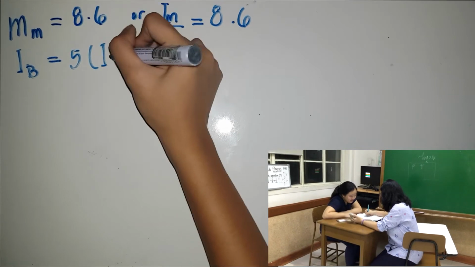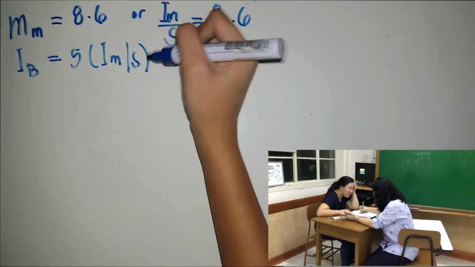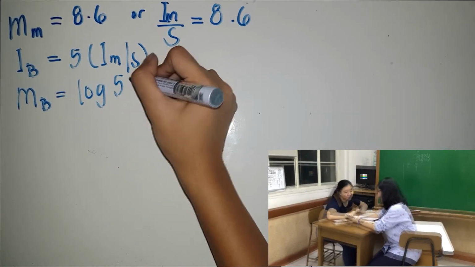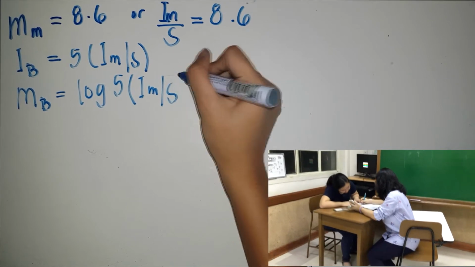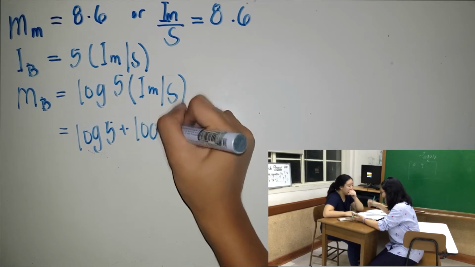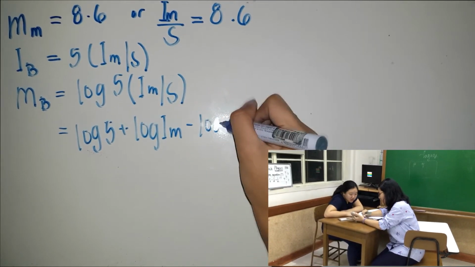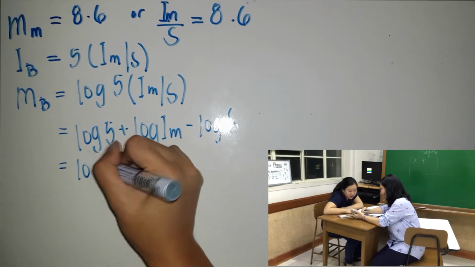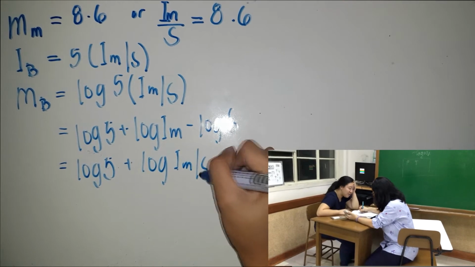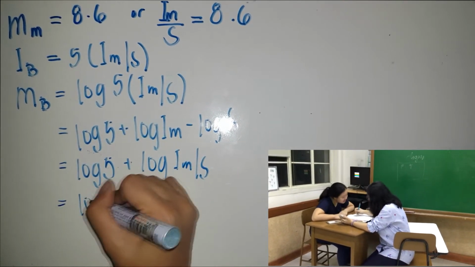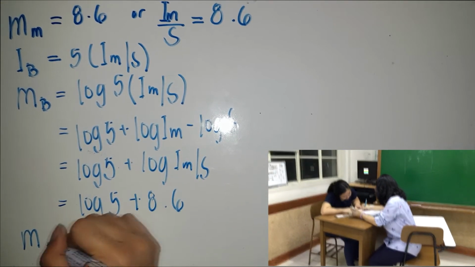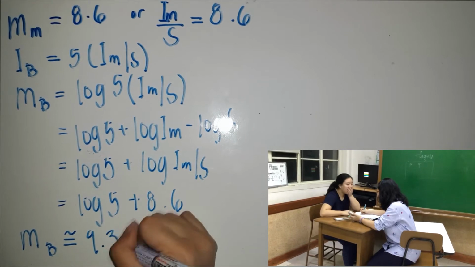Batangas' earthquake is 5 times stronger than Manila, so you can write it as magnitude of Batangas equals log 5 times intensity of Manila over S. We can expand this and rewrite it as log 5 plus log intensity of Manila over S. Since we know that 8.6 is equal to log intensity of Manila over S, just substitute it. Now the equation looks like magnitude of Batangas equals log 5 plus 8.6. Just input it in the calculator and you'll get an answer of 9.30.